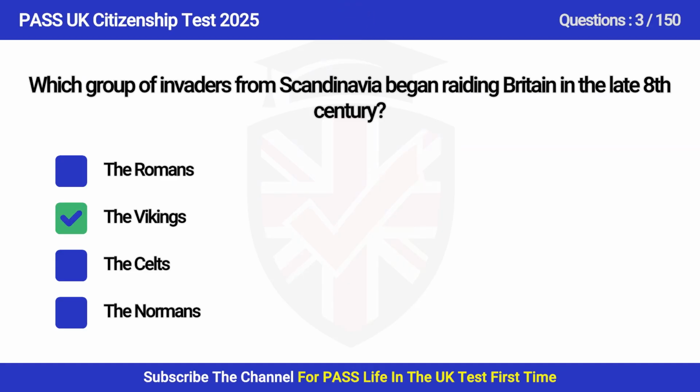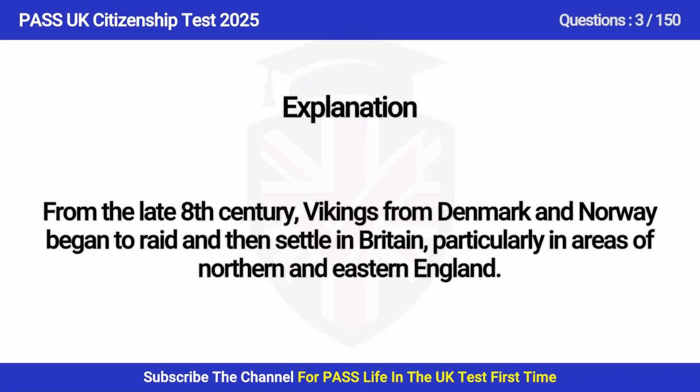Answer is B. The Vikings. From the late century, Vikings from Denmark and Norway began to raid and then settle in Britain, particularly in areas of northern and eastern England.